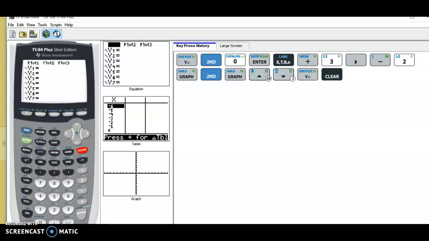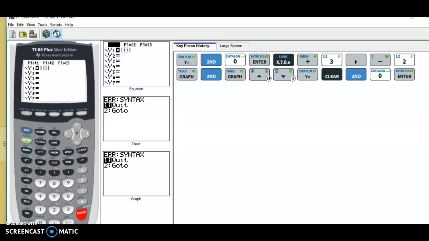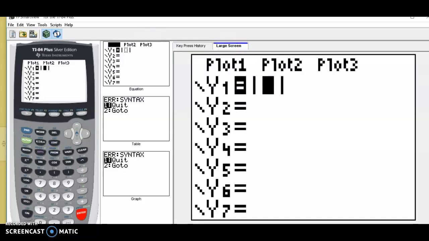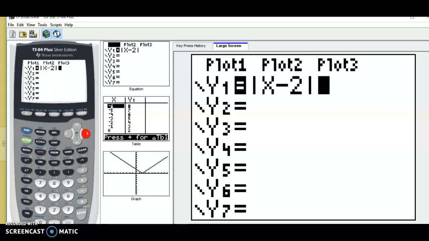Easiest way, second 0 brings up the entire catalog. A catalog is everything that your calculator can do. Absolute value is the first one, so press absolute value, and then enter in what you have, which was x minus 2. Get out of the absolute value so you can do the next piece, and you'd have minus 1, subtracting 1.